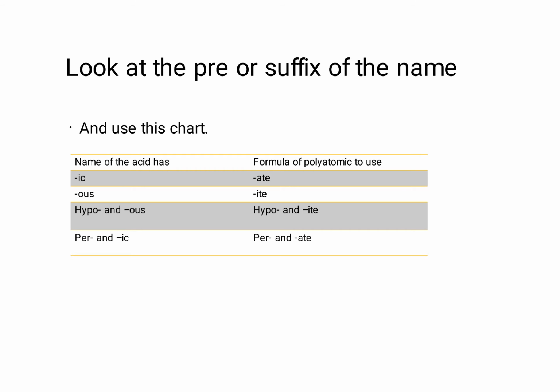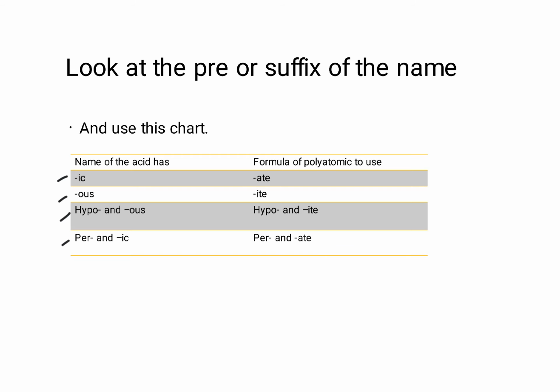All right, so for these next few examples, I want you to first go pause this video and note down this chart in your notebook, okay? And you will then continuously refer back to this chart as we do some examples. Now, if you have copied down this chart, then I want you to pay attention to these suffixes and prefixes: ic, ous, hypo and ous, per and ic. Notice that you've already learned this. We learned this when we were trying to write the name of the compounds.